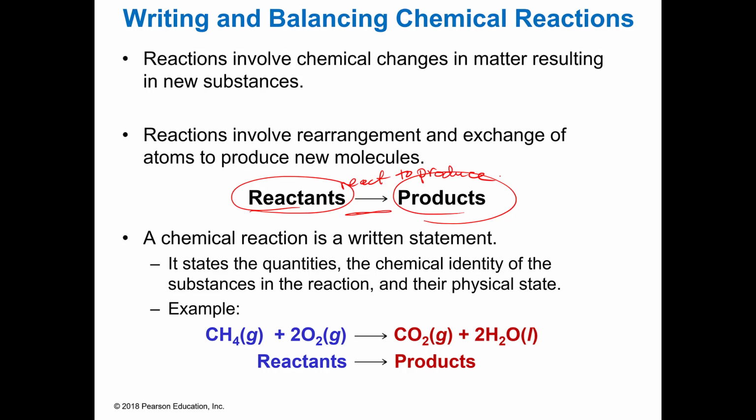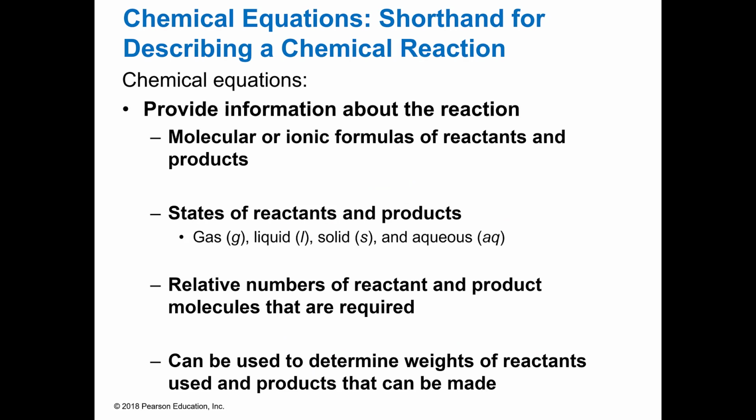And so we write a statement that tells us what we started with and what state they were in, and then what happened after we reacted them. What are they now considered to be? Did they change chemically? Did they change states and things like that? We use a chemical equation to do this, and this gives us the molecular or ionic formulas of the reactants and the products. As I said, it also gives us the state, and we put that in parentheses with a G for gas, an L for liquid, S for solid, and AQ for aqueous.